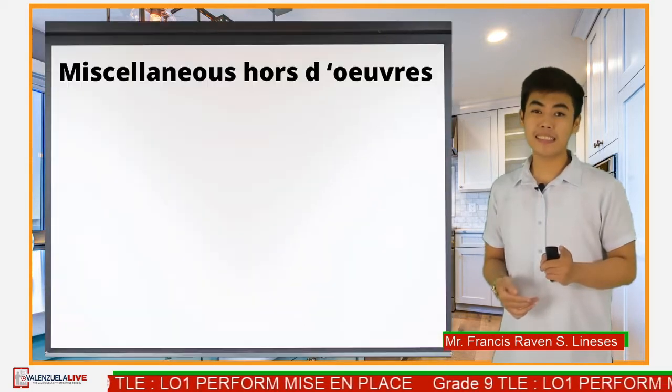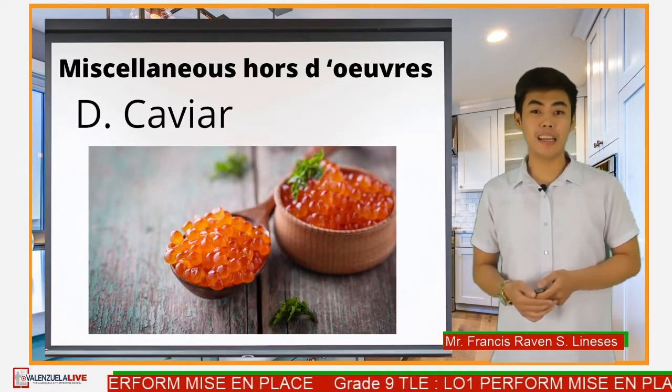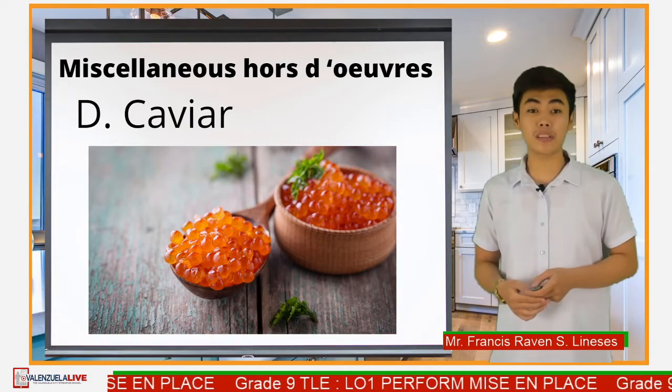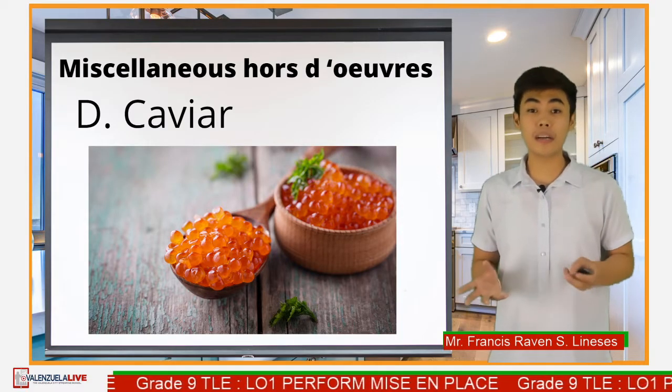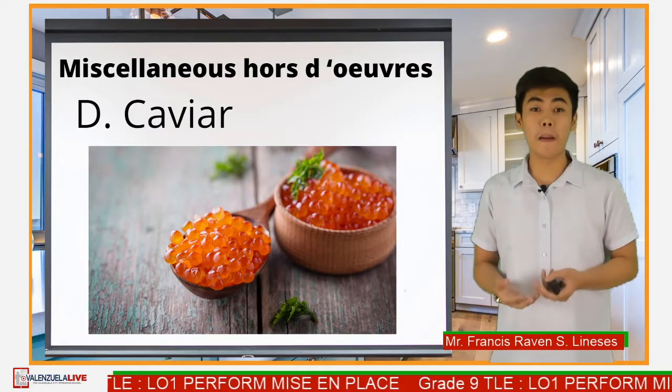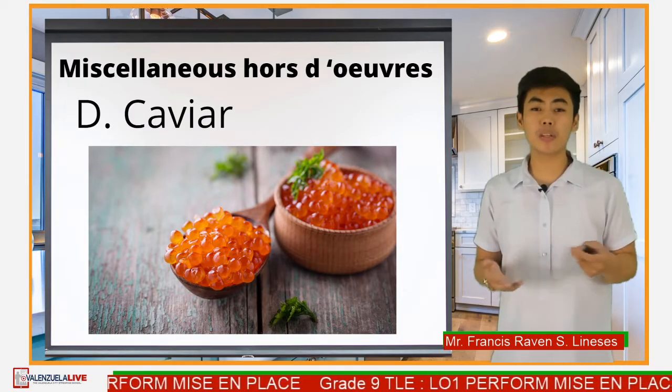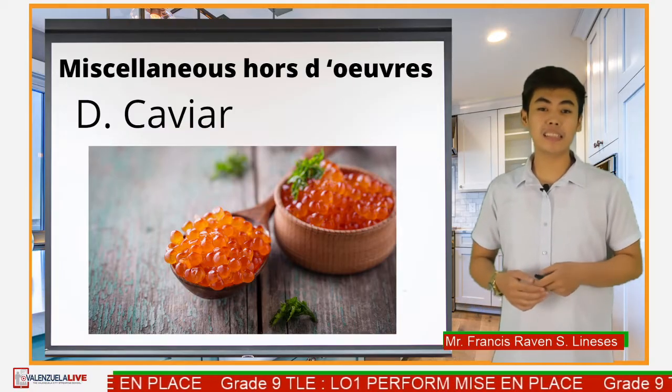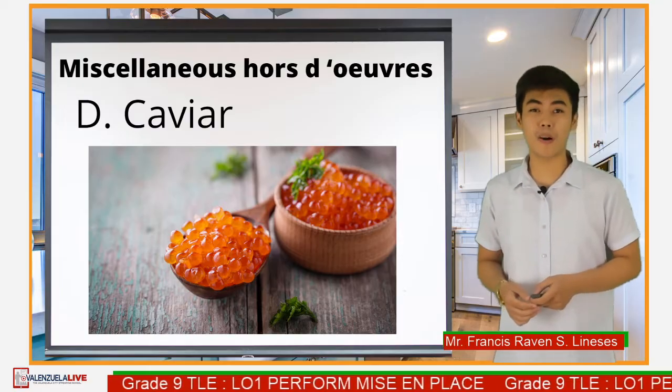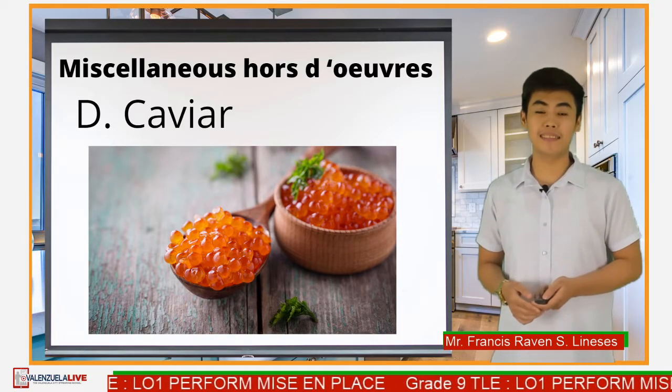Next, letter D, we have the caviar. It is a salted roe or eggs of sturgeon. The roe can be fresh or pasteurized. It is considered a delicacy and is eaten as a garnish or as a spread.